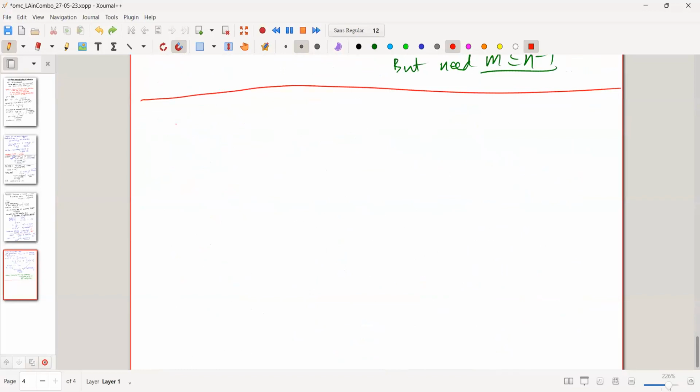Can you scroll up a little bit? Why were we able to assume that V1 through Vn are linearly independent? Can you repeat?